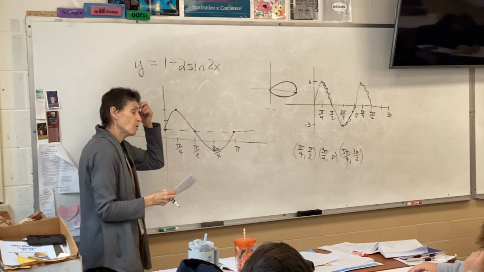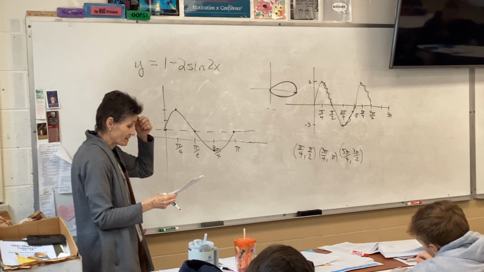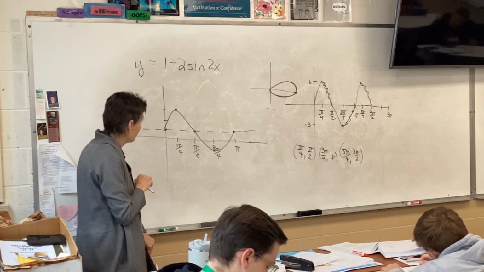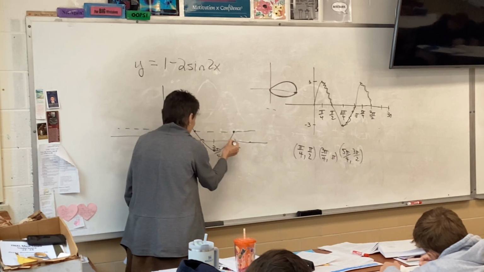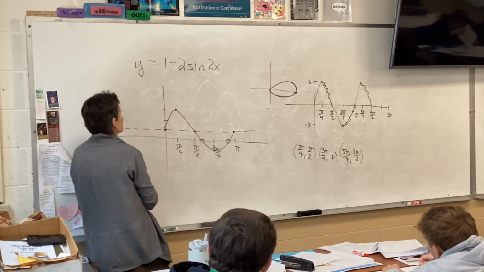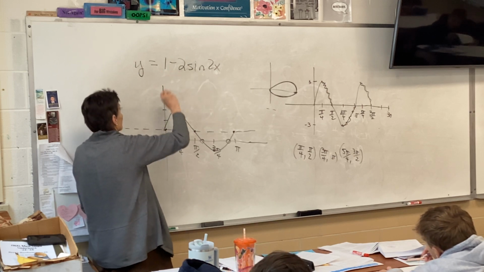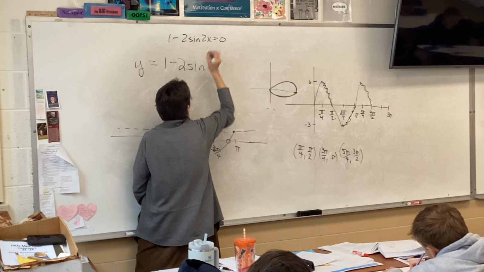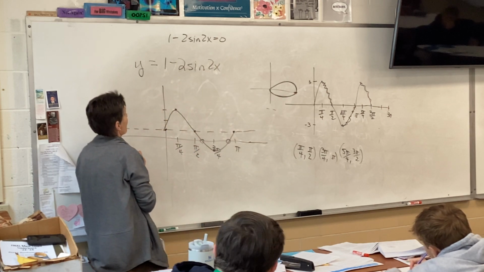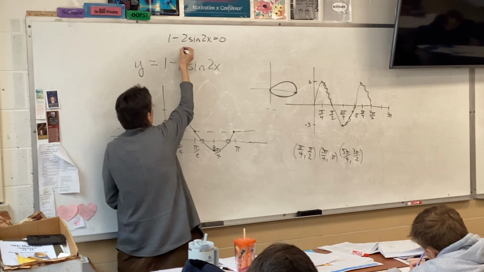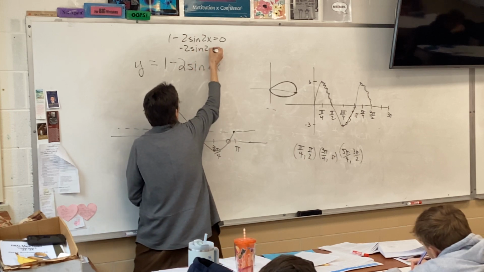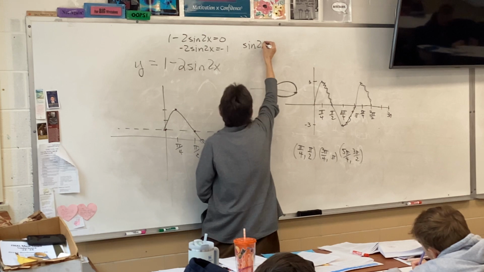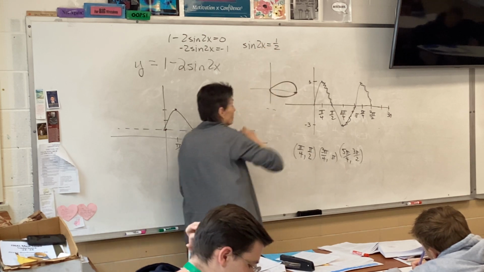Now we better find where I cross the x-axis, better find my zeros. Where do those happen? Here and here. So 1 minus 2 sine 2x equals 0. So negative 2 sine 2x equals negative 1. What angle has a sine of 1/2?